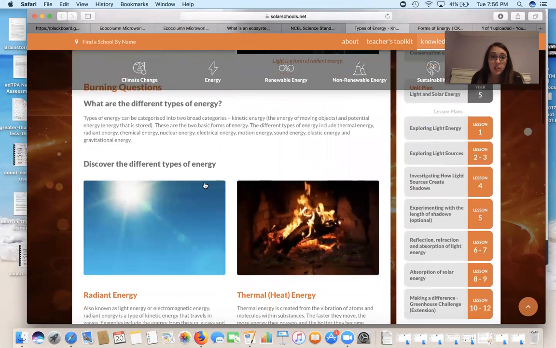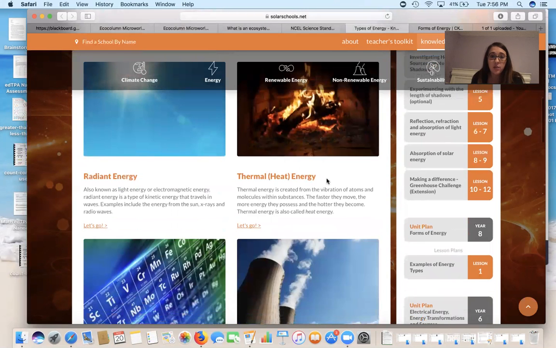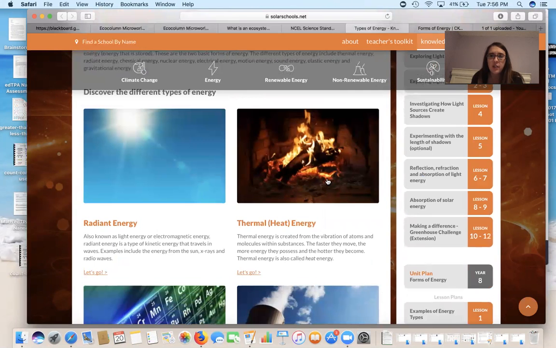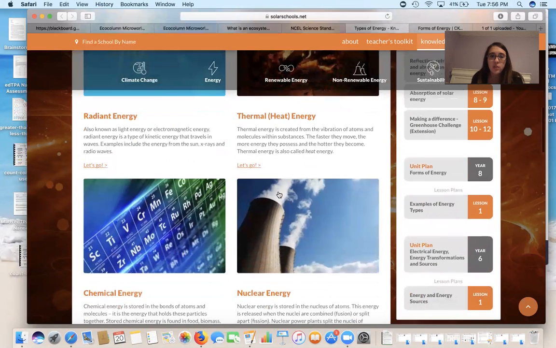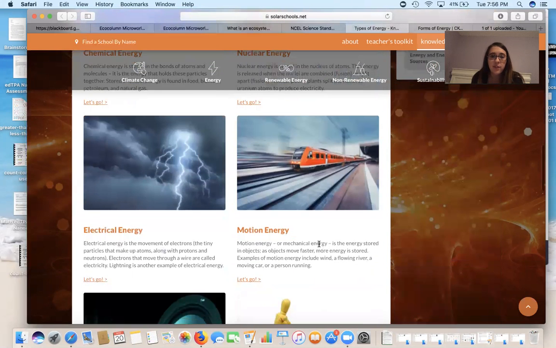So burning questions or the different types of energy. So you have your radiant energy, your thermal heat energy. This is just a great resource and it shows good visuals to help you remember your chemical energy, nuclear energy. It breaks it down for you. There's your motion, electrical energy.